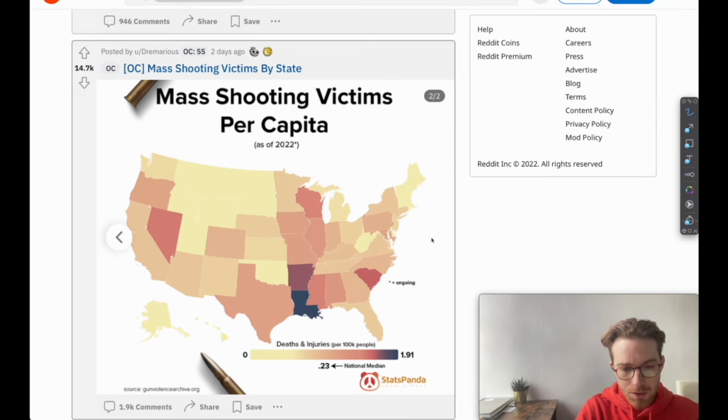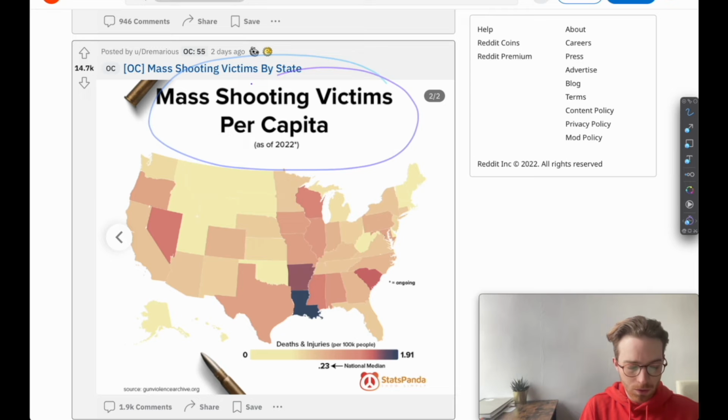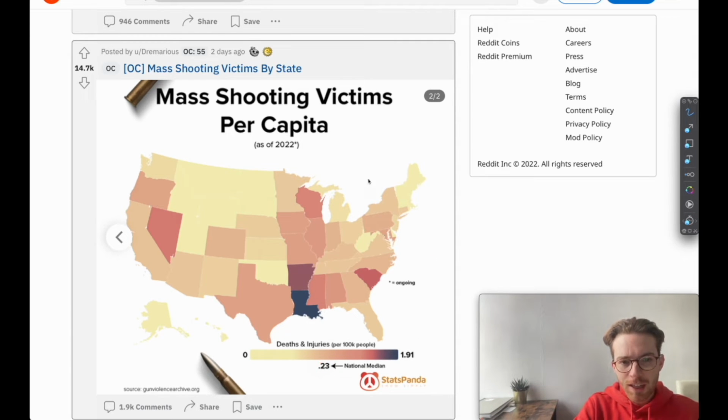Right, okay, same sort of thing. Same sort of nice clear title, same kind of color scheme, but the color scale is shifted to include this 0.23 national median, which is this sort of light orange there. I think it's pretty good. Really, this per capita shooting is the important one we should pay attention to here.